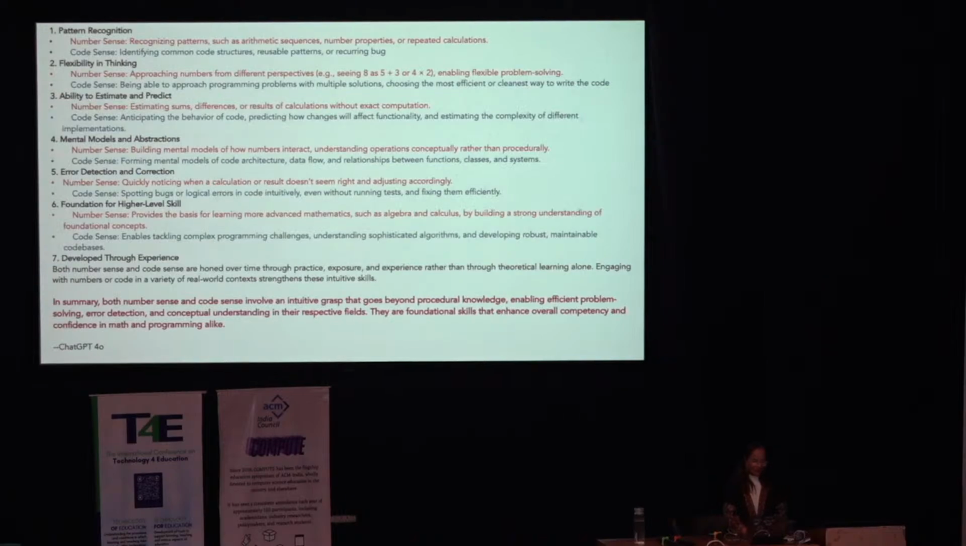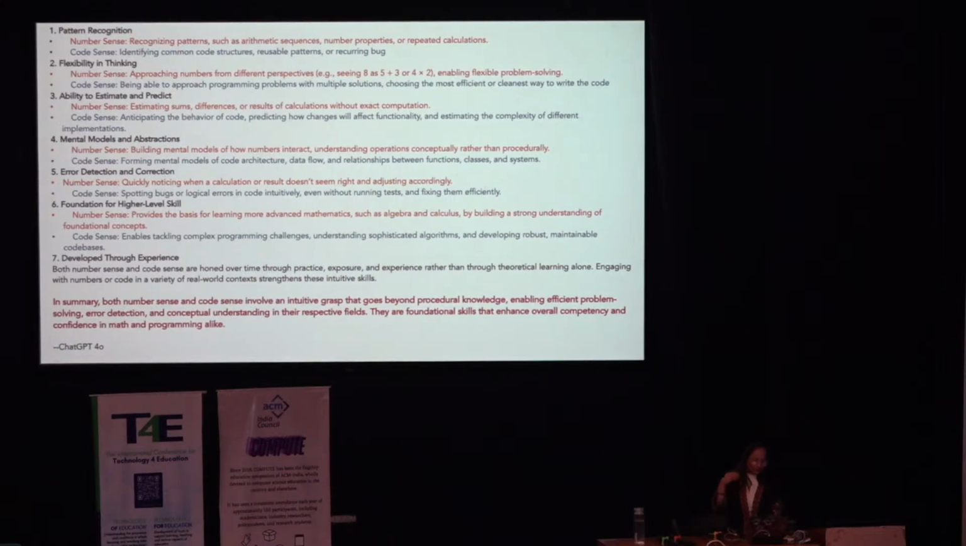And I actually asked ChatGPT to describe this similarity between number sense and code sense, and it gave me a very comprehensive response. And all of it, I think, is on the mark. In summary, what it says in the end, of course, is that it's developed through experience. So learning to code is still relevant. You have to have a foundational understanding of coding in order to have code sense. It's just that it doesn't have to be the only thing, and you can move beyond that.